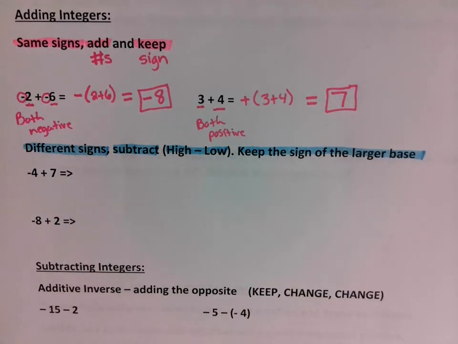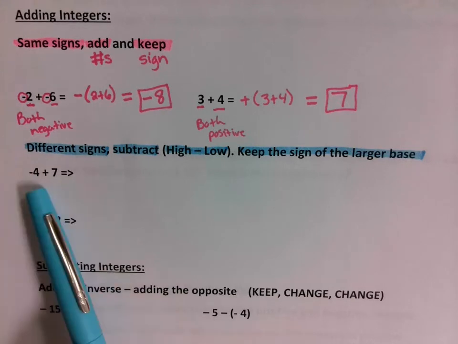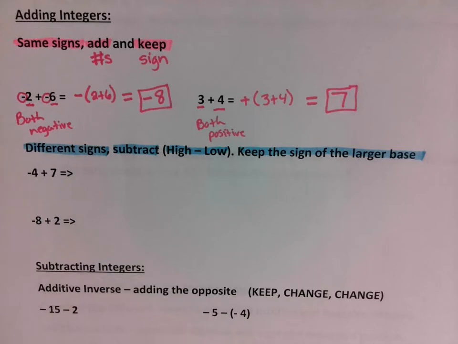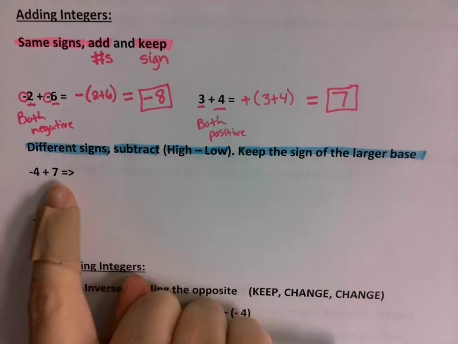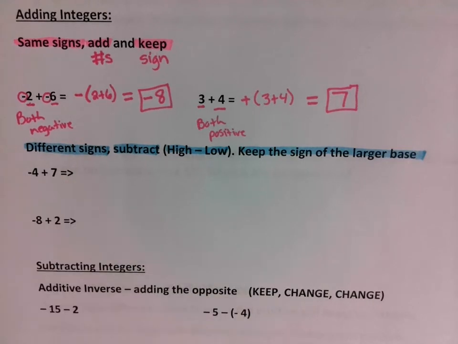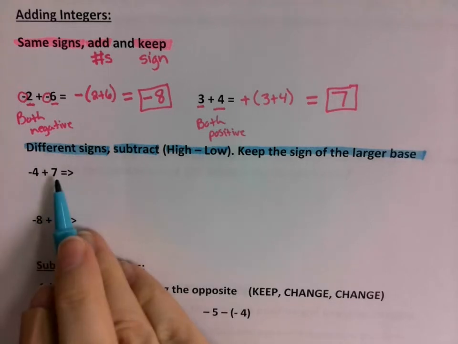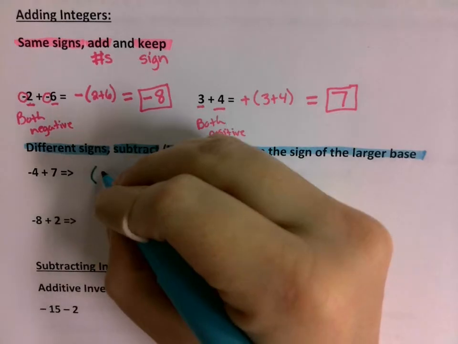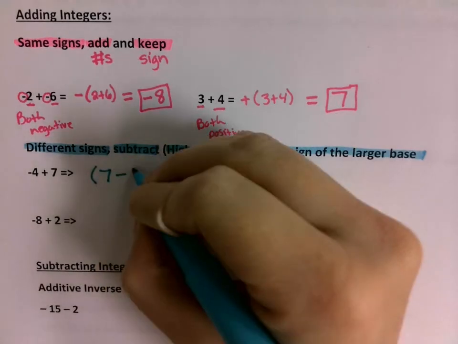So here we've got -4 plus 7. One of the values is negative. One of the values is positive. So what I'm going to do is subtract them in order of high base minus low base. Which base is larger, 4 or 7? 7. So what I'm technically going to do is take 7 and subtract 4, and that's going to come out to a 3.